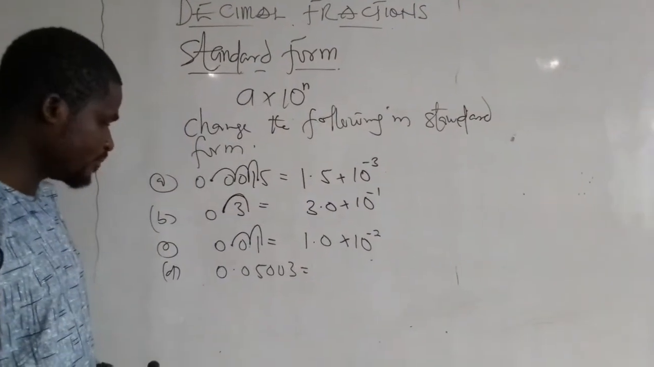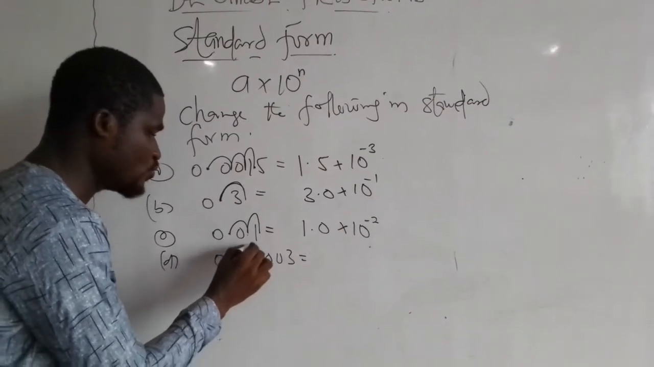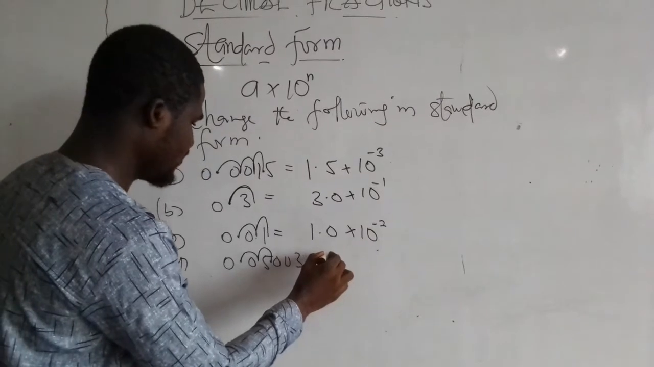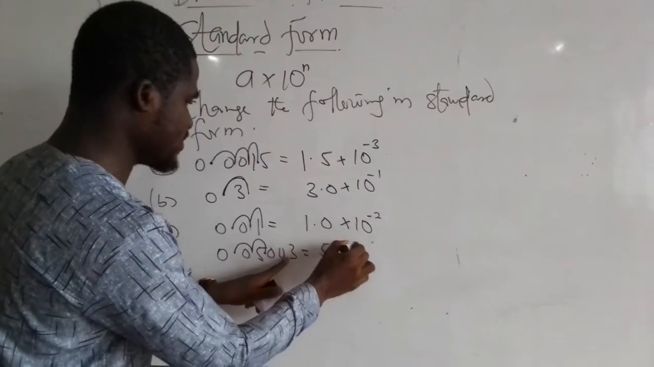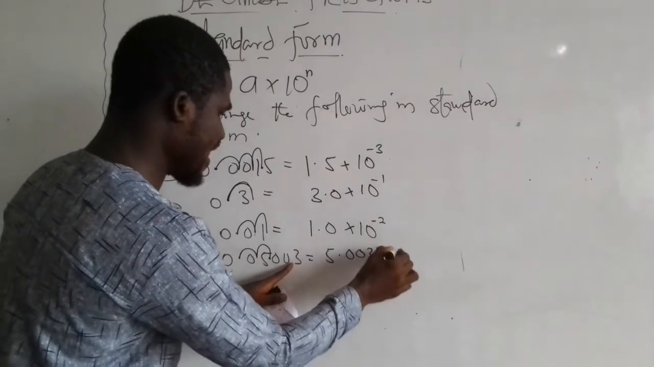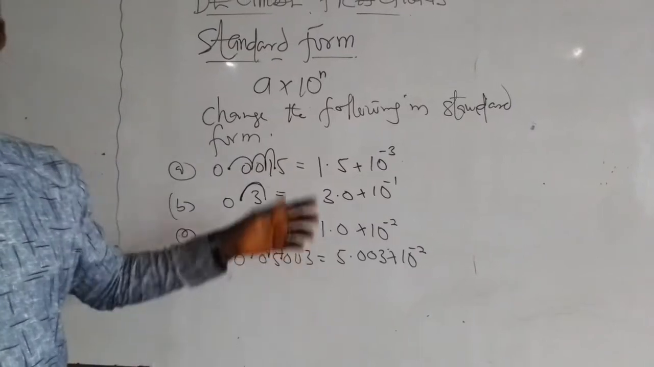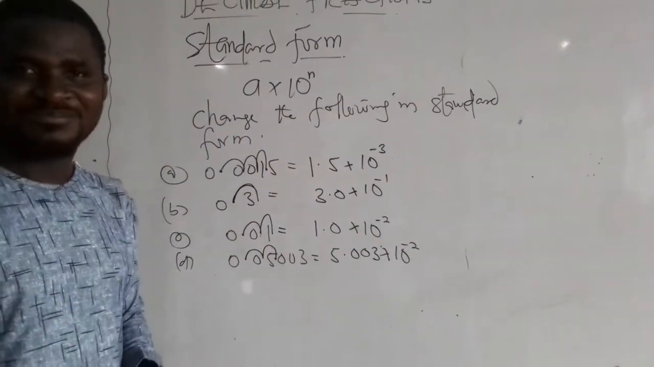The last example. I'm moving from here 1, 2. I moved 2. So I'm going to have 5 point, bring the numbers, 003 times 10 exponent negative 2. So this is how you are going to write your numbers in standard form.